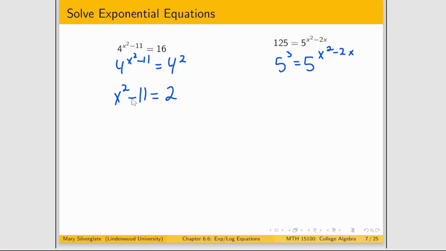Now there's more than one way to go about solving this, but in particular if you have an x squared without any plain x's, the nicest way to solve that is usually the square root property, and that requires getting the x squared by itself. So I will add 11 to both sides.